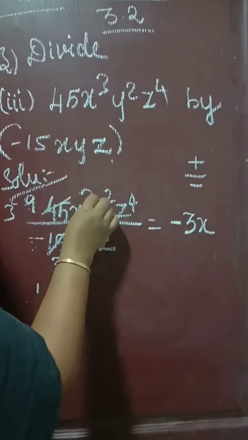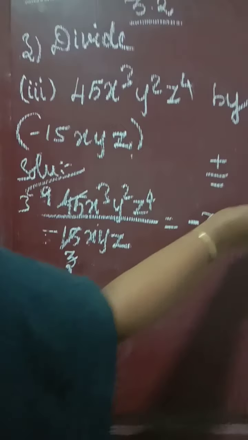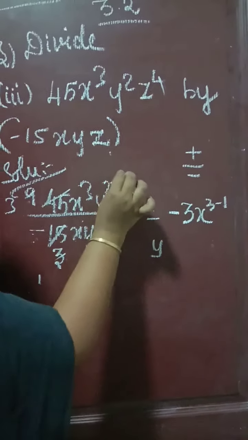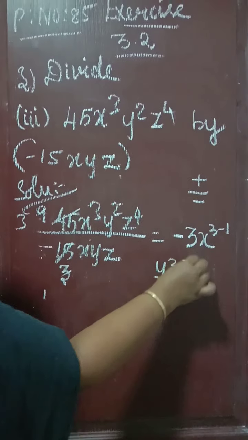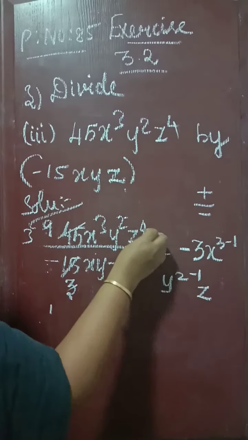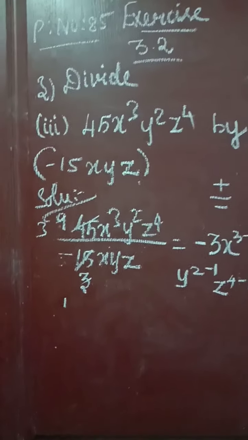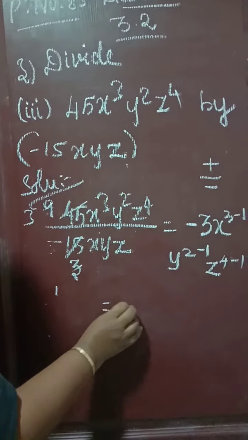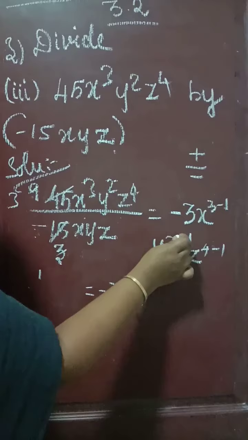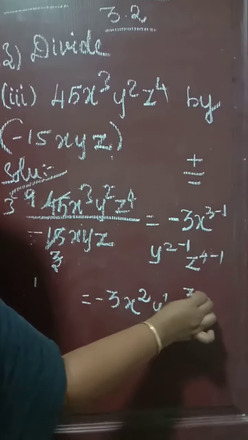So x cube, so 3. What is the power? Yes, 1. So 3 minus 1. Next one, y, here 2, here 1. So 2 minus 1. Here z power, what is the power? Yes, z power 4, here z power 1. So 4 minus 1. So listen, so minus 3. 3 minus 1, what is the answer? 2. 2 minus 1, 1. 4 minus 1, 3.